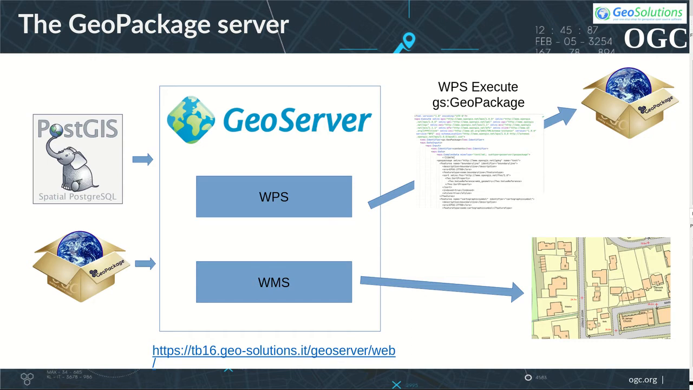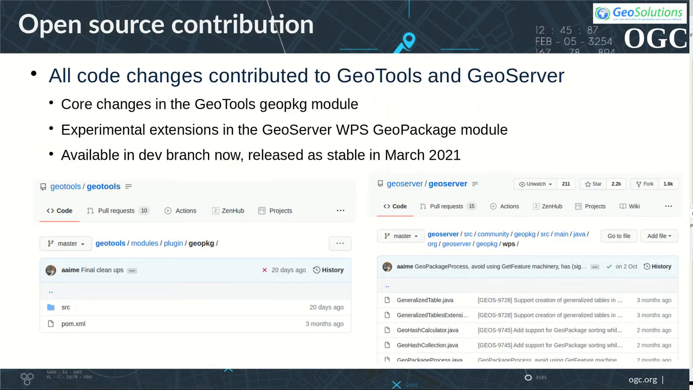The server has also been used to publish the generated geopackages in order to verify their performance characteristics. In accordance with the testbed requirements, all code changes have been made open source. In particular, they have been contributed back to GeoTools for the package reading and production side, and GeoServer for the WPS machinery driving the process.